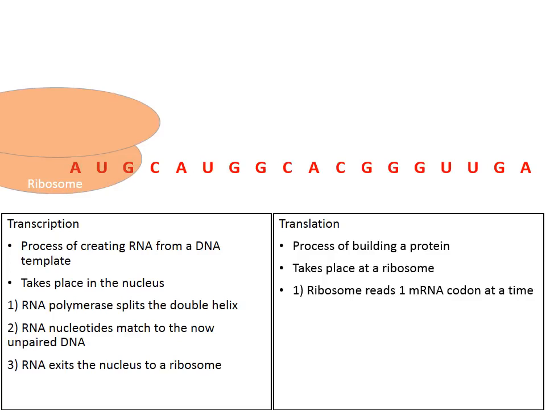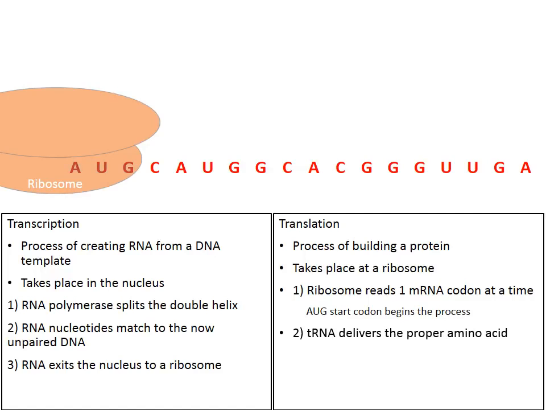AUG is a codon. A codon is 3 RNA nucleotides, 3 consecutive RNA nucleotides. Not only is AUG a codon, but AUG is a special codon. AUG is what we call a start codon. It's the sequence that begins and starts the process of translation. Translation will begin when the ribosome comes to the codon AUG.